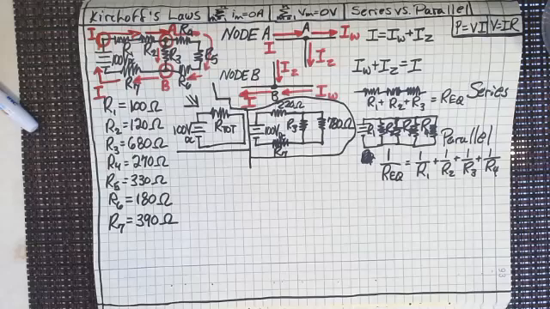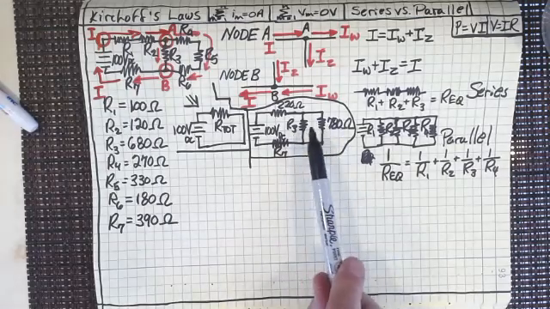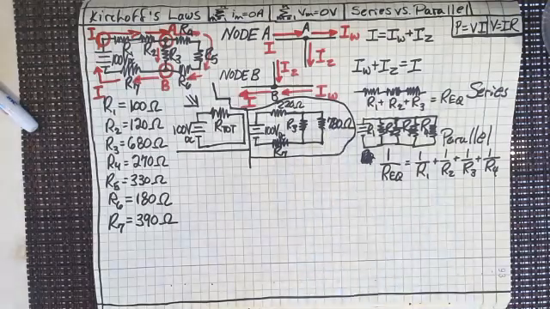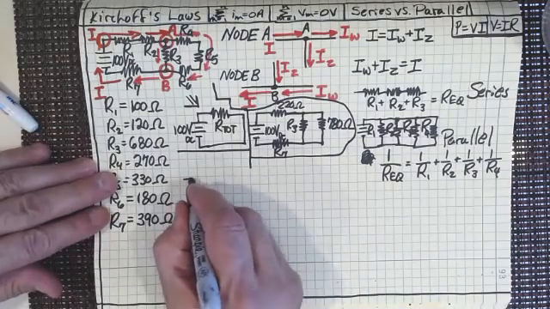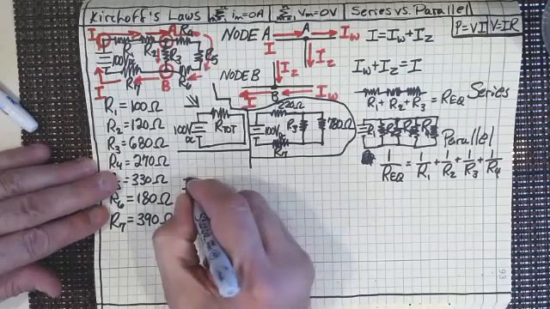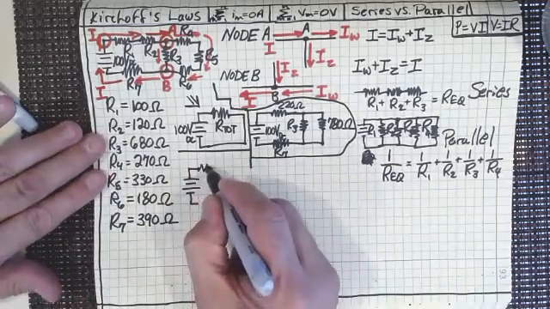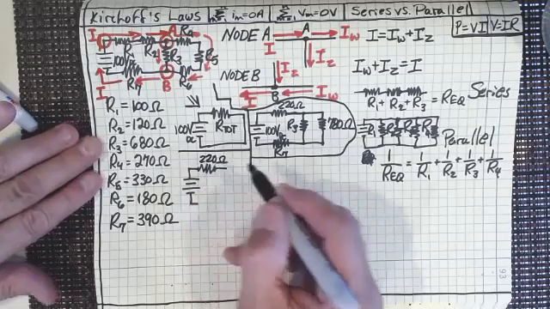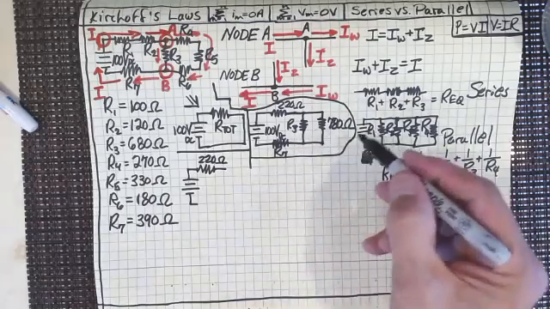Now, how do we do the parallel equivalency of this? How do we do the parallel equivalency of R3 and 780 ohms? Well, let's draw our circuit again. We've got our 100 volt power supply here. We've still got our 220 ohm equivalent combination there. But now what we want to do is figure out R3 and R7.